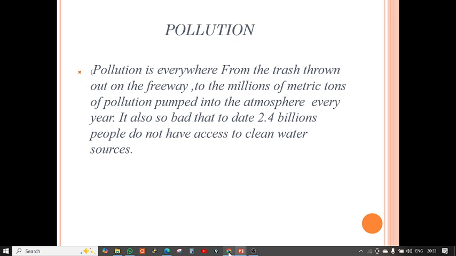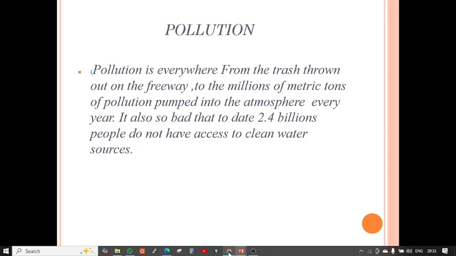Millions of metric tons of pollution are dumped into the atmosphere, soil and water. There are three kinds of pollution: mostly air pollution, water pollution, and soil pollution. And we already discussed the air and water. The soil one is called municipal solid waste. Whatever household things or anything that is dumped in our sites creates soil pollution.